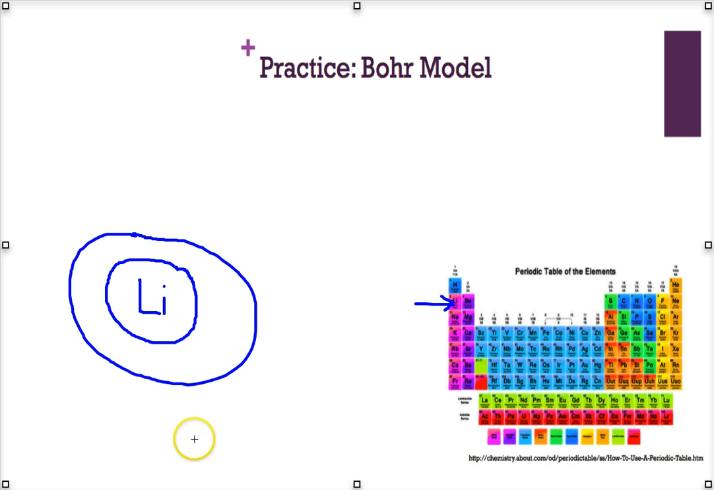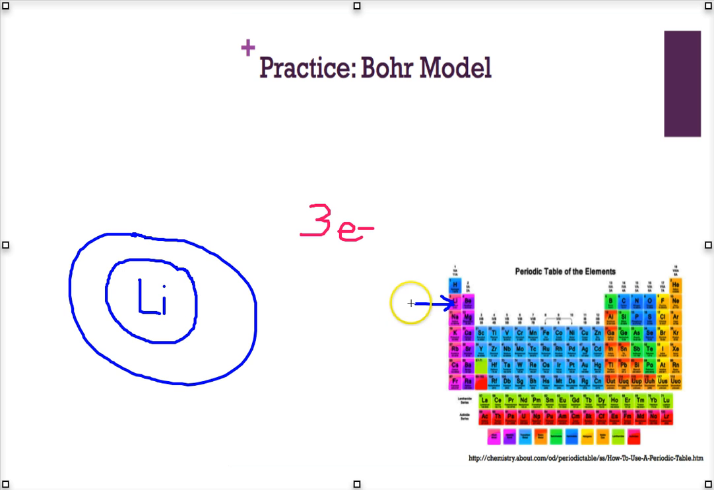We're going to look at the number of electrons. So lithium has, its atomic number is 3, and so we know that it has 3 protons. We also know that when it's in a neutral state, the number of protons is also the same as the number of electrons. So in this case, we have 3 electrons.